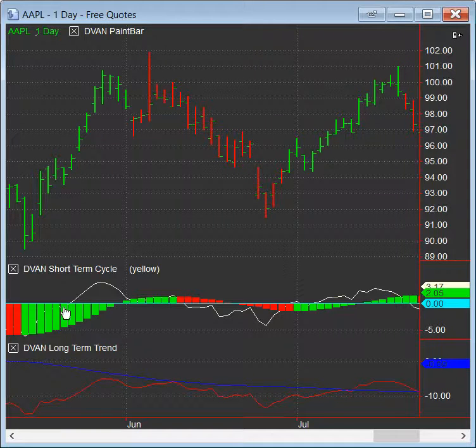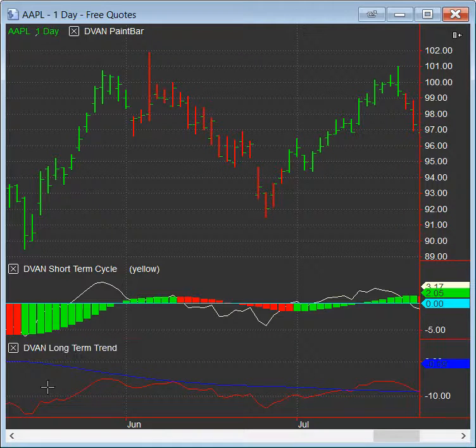So you can see when the leading line breaks out of zero to the upside with the green histogram bars, that's where you get the acceleration of force. When the leading line breaks down through zero with the red histogram bars, that's where you get the acceleration of force to the downside.